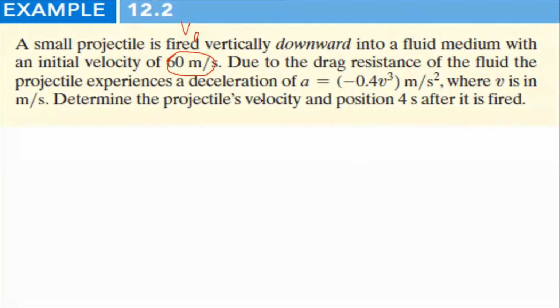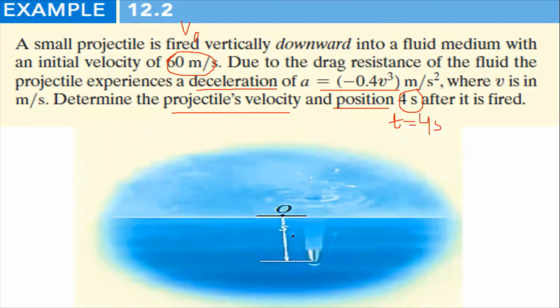Due to the drag resistance of the fluid, the projectile experiences a deceleration. So it is negative because it is having negative acceleration. The equation of acceleration is given to you, where v is in meters per second. Determine the projectile's velocity and position at t equals 4 seconds after it is fired. You can see this diagram: a projectile is fired downward into the fluid medium, and it covers the distance s. So we have to find out its velocity and its position.